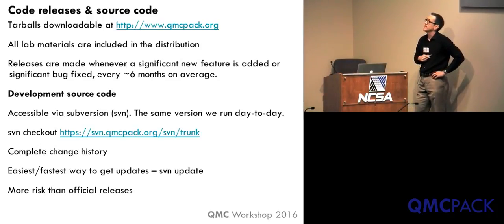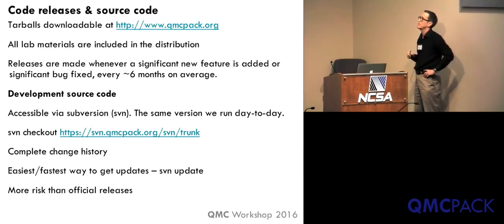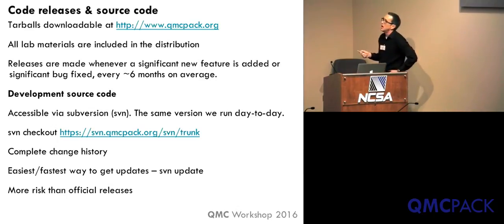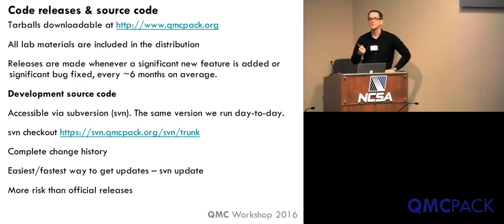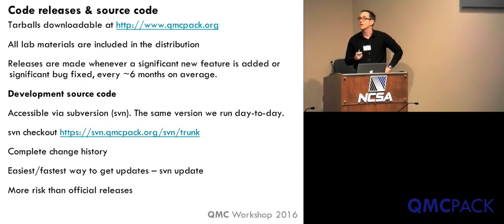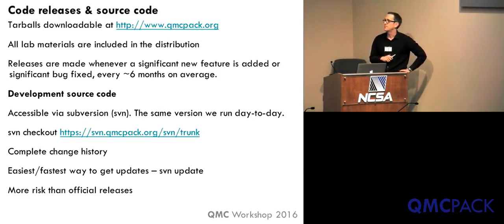Now, there's another way of getting access to the source code, and that's what I call the development source code. It is accessible via subversion, and this is the exact same version that we run day to day. So you can just do a standard subversion checkout, and that gets you access to the complete change history, and it's also the fastest way of getting an update or a small bug fix, for example. So you just do a subversion update.